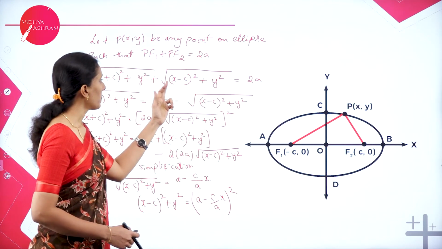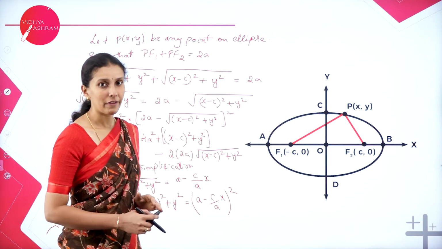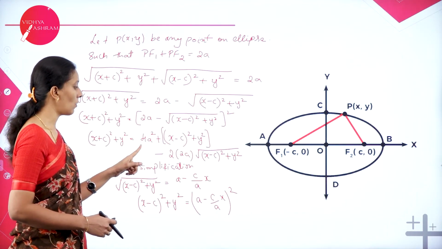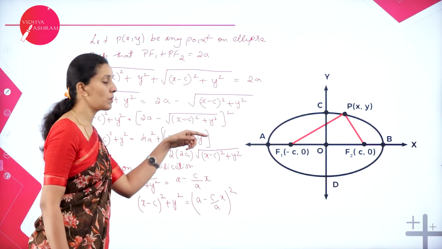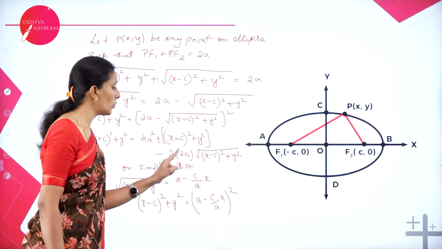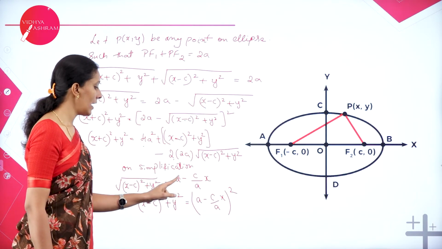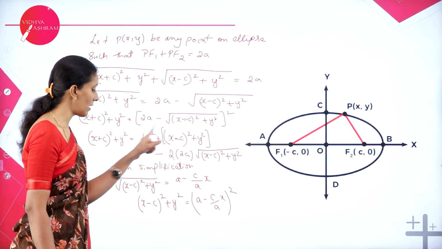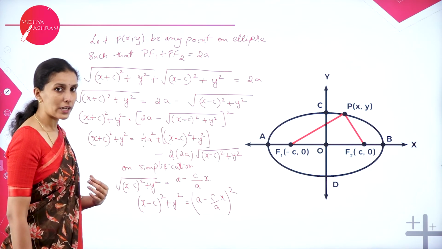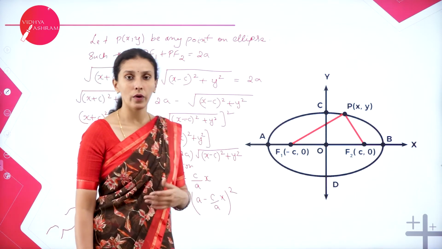Now shift the second term to the right hand side and square both sides. On simplification we get x plus c whole square plus y square is equal to, in the form of a minus b whole square formula, a square plus b square minus 2ab. On simplification, we get the right hand side as a minus c by a x, and the left hand side can be shifted here. It becomes x minus c whole square plus y square. Again squaring on both sides to remove the square root, this can be written without the square root, and the right hand side becomes the square of the term.